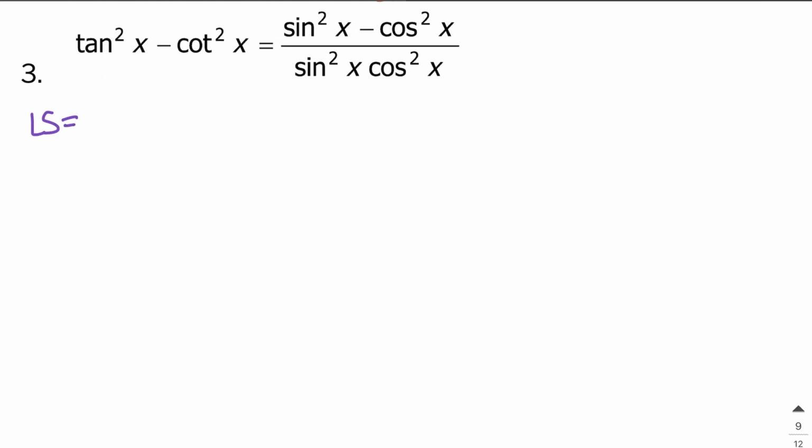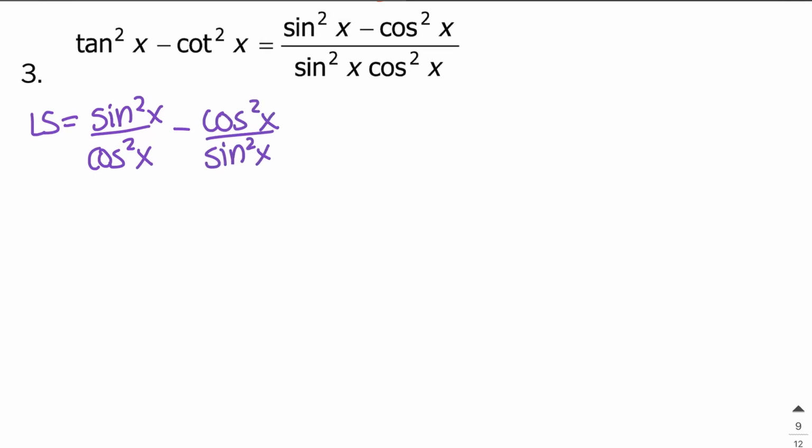Let's start with our left side because we've got tan and cotan, and I just want to rewrite this using sine and cosine. And right here, I have two different fractions. So again, I'm going to try to get a common denominator. And my least common denominator this time is cosine squared x times sine squared x, which is pretty promising because that's the exact same denominator that we have on the right-hand side.